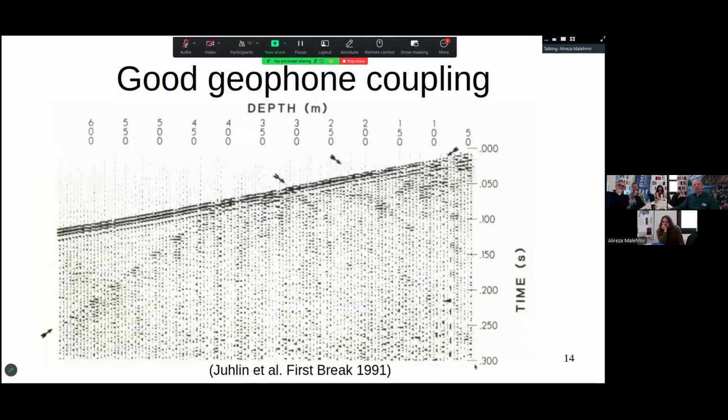Here we have good geophone coupling. We have a strong P wave traveling down a vertical borehole. But even with this good geophone coupling, we still have some locations where we have weaker tube waves being generated, probably due to fracture zones.